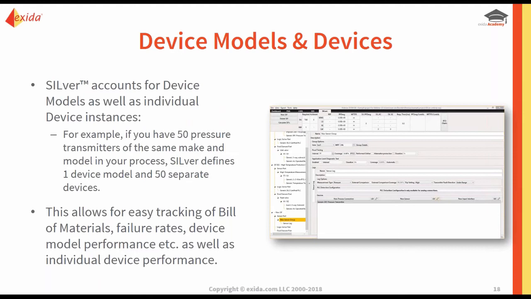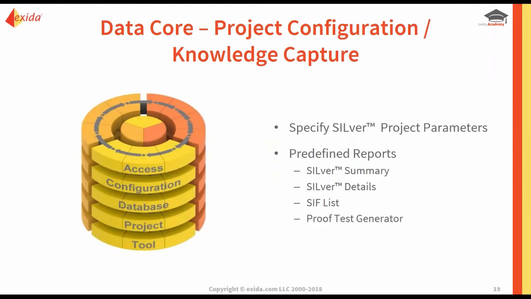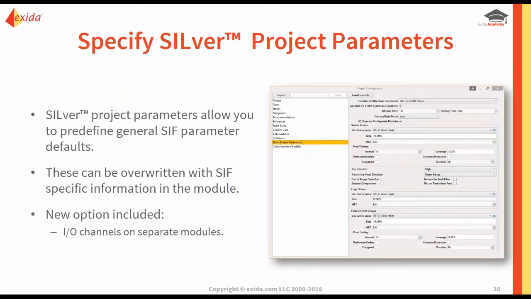So that sort of closes out how Silver specifically uses the library. We do have some project configuration or knowledge capture as it applies to Silver now. So in the project parameters, you can specify basically defaults for your SIL verification that will be applied to all the SIFs, and then in the module you can change them as needed. We also have a number of predefined reports that go along with the Silver module. So here you can see our project configuration, and what we're showing in the screenshot is the Silver project parameters.